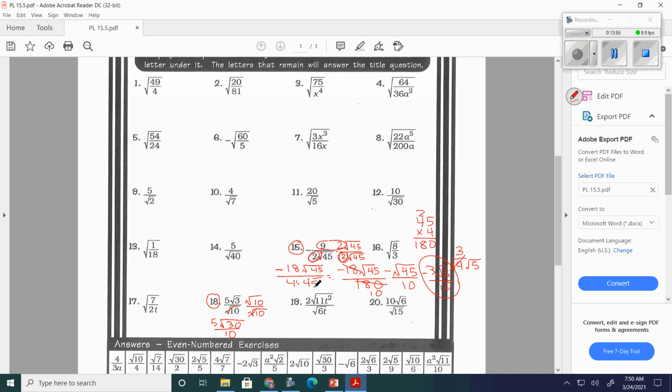Now, is there anything we can simplify? 30 does not have any factor pairs that are perfect squares, but on the outside, we have a 5 and a 10. Both are divisible by 5, so that would leave us with the square root of 30 divided by 2.